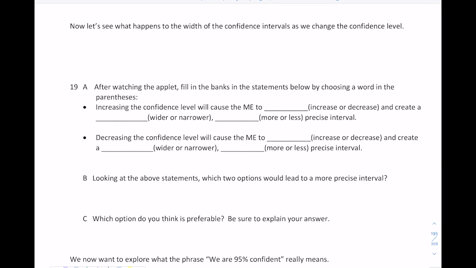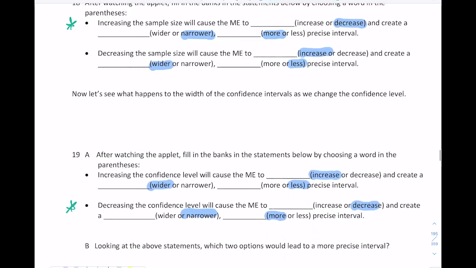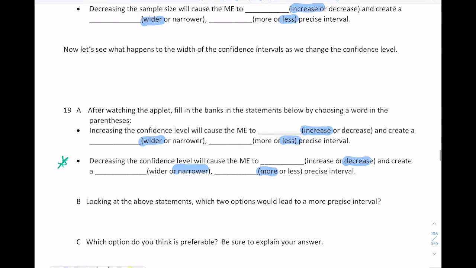For number 19, if you increase the confidence level, it will cause the margin of error to increase, and it will create a wider and less precise interval. Decreasing the confidence level, hopefully you saw in the applet that it will cause the margin of error to decrease. It will create a narrower and more precise interval. Okay, so again, here's the other key. We want to decrease the confidence level as well. Decreasing your confidence and increasing the sample size will allow you to capture the target.